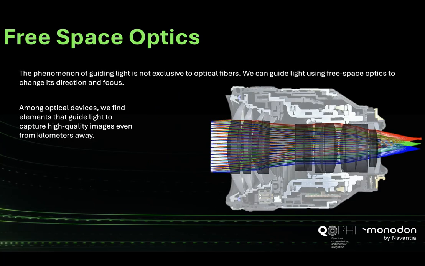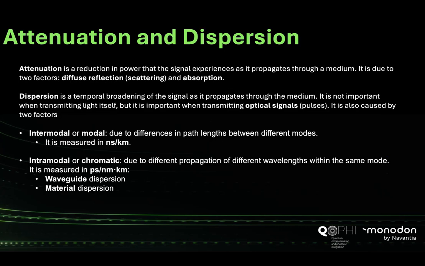While optical fibers are widely used, they are not the only way to guide light. We can also transmit light through open air using free space optics. This involves using devices like lenses and mirrors to direct and focus light beams. Free space optics are useful for applications like long-distance communications, imaging systems, and even satellite links. In some cases, they allow us to send data without needing physical cables.